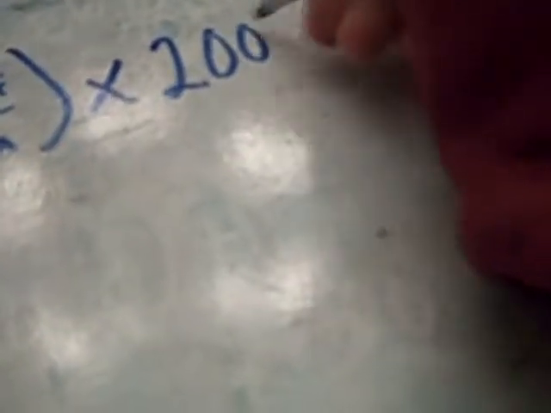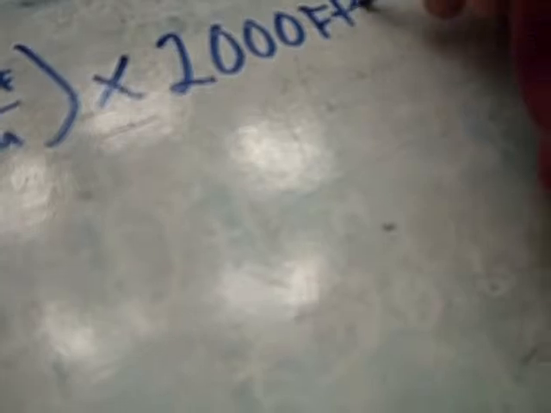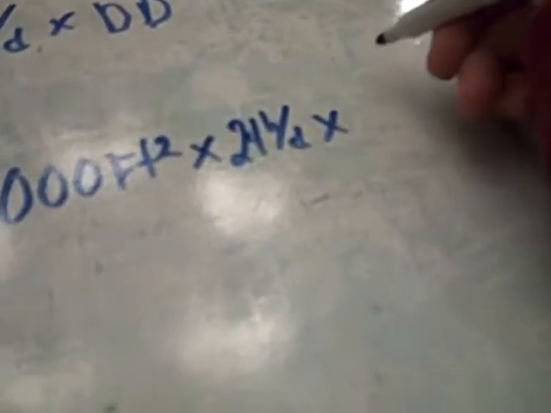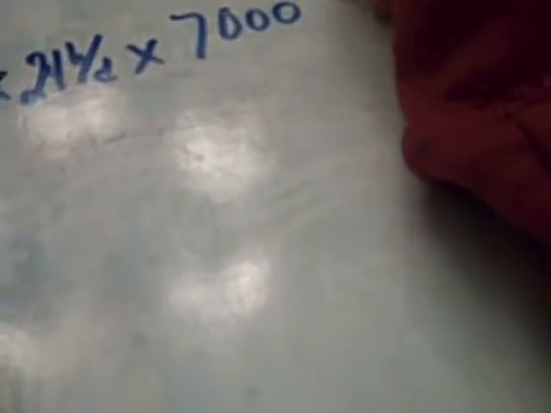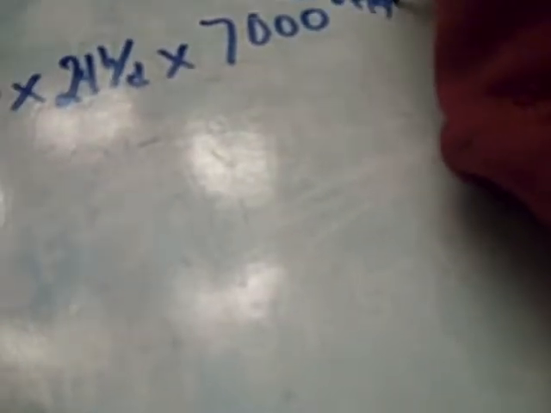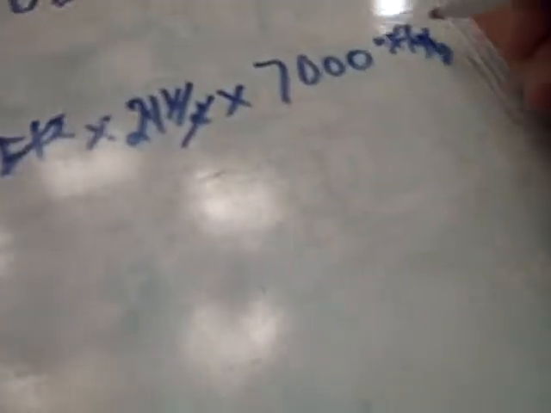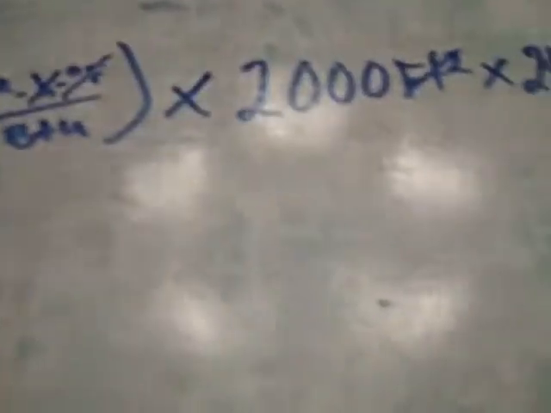This is going to be times the area of our 2,000 square foot home, times our 24 hours in the day, times my 7,000 degree day zone, which is in degrees Fahrenheit, day, year. So let's take care of units. Hours and hours, feet squared, degrees Fahrenheit, and days, days. So I'm going to be left with BTUs per year.